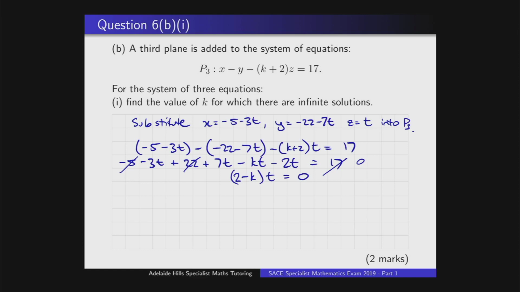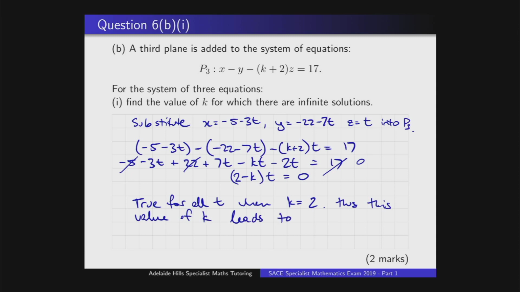Okay, and that's going to be true for all t, so you'll get an infinite number of solutions when k equals 2. So if k equals 2, the left-hand side is always equal to 0 regardless of the value of t. Okay, so that's the case when there's an infinite number of solutions. So this leads to infinite solutions.